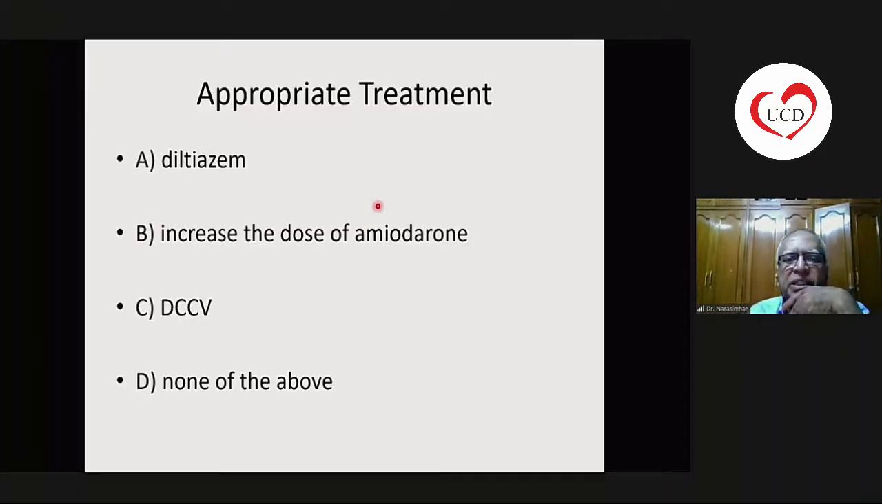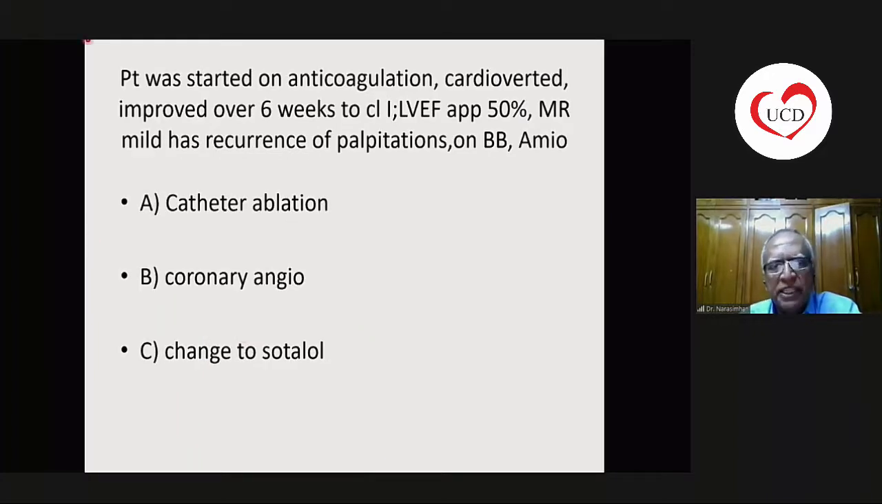So what is the appropriate treatment for this patient, because he was very sick? Would we give diltiazem for rate control, or increase amiodarone, or DCCV? Actually, the correct option is none of the above. Because when you have an atrial flutter in a person with uncertain duration and LV dysfunction, you cannot cardiovert unless you have done a TEE or you have given prior anticoagulation to this patient. So this patient was started on anticoagulation, was cardioverted later, improved, and the MR also became very mild, and EF improved, but has a recurrence.